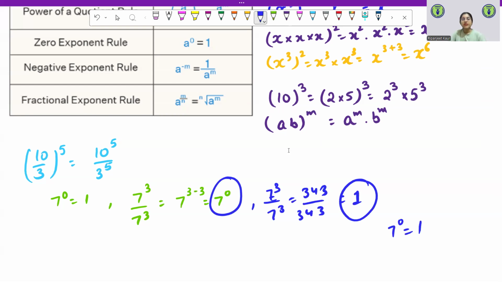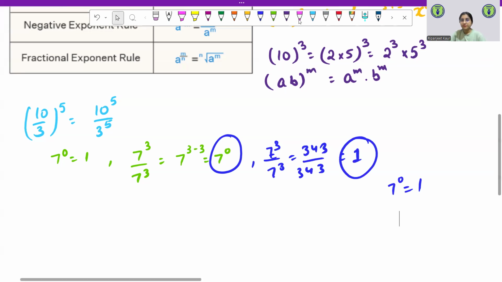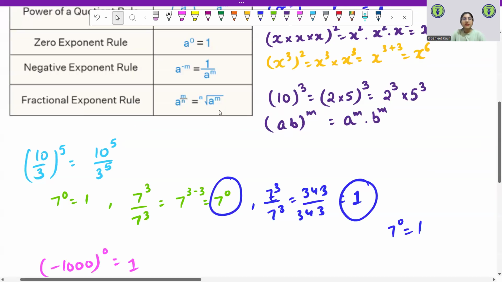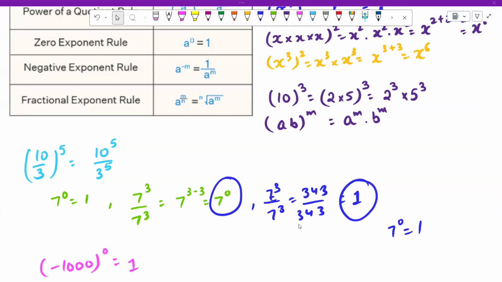And similar is for any other number if we want to try. Be it a negative number, let's say negative 1000 raised to power 0 is nothing but 1. So anything raised to power 0 is 1, and that is our zero exponent rule. Any questions still here? All right.